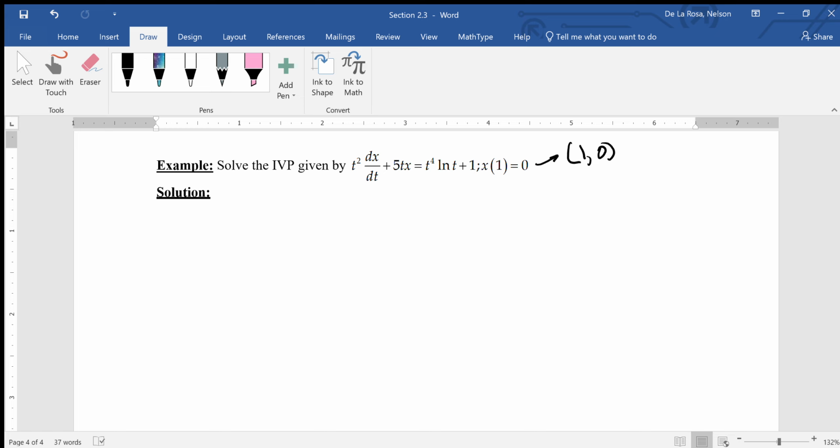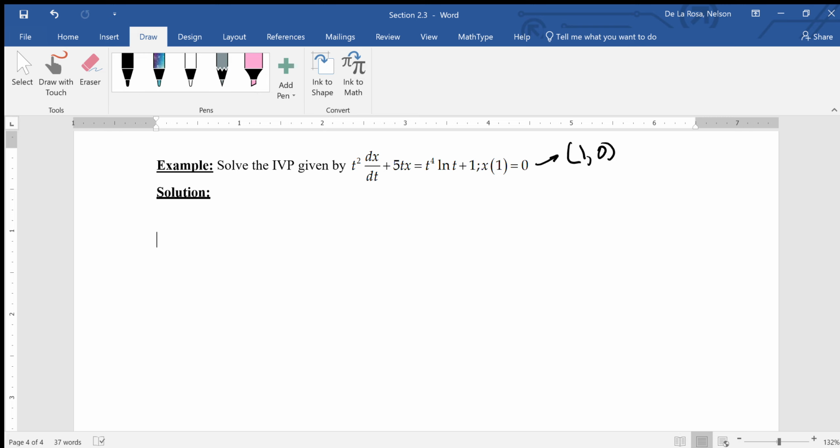In this problem, we have to solve an initial value problem given by a differential equation and a condition x at 1 equals 0, which is equivalent to the point (1, 0). So first of all, we need to find the solution by using a method we know.